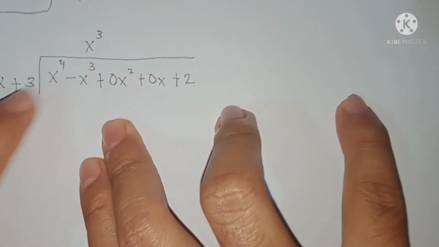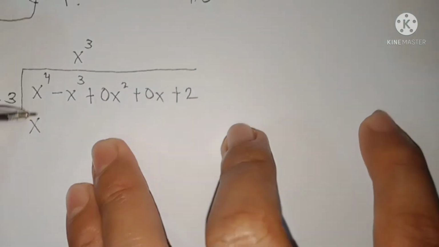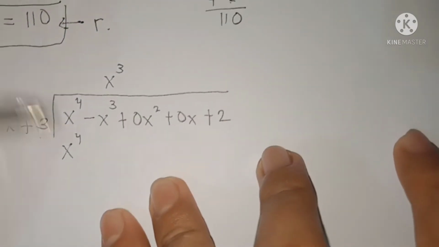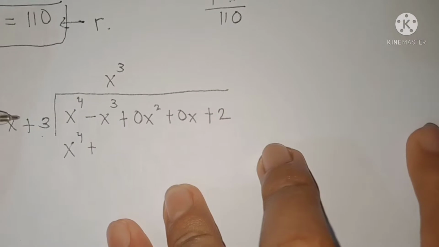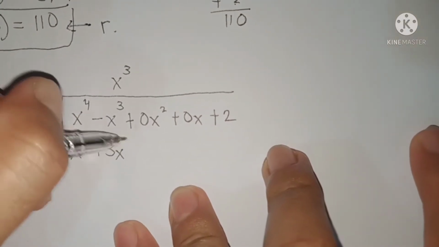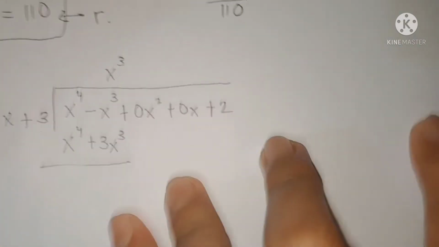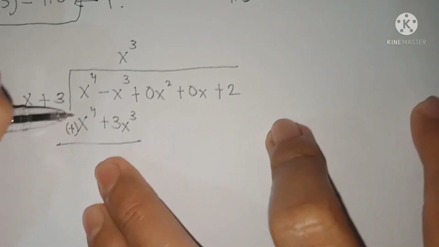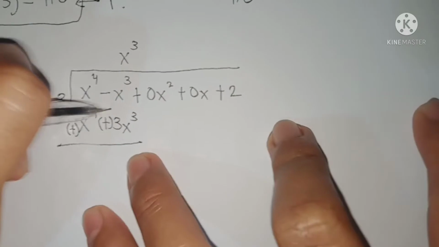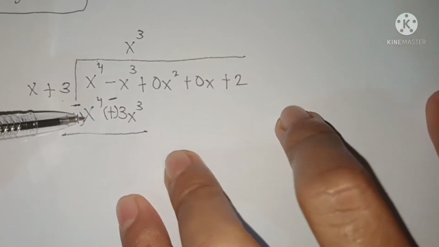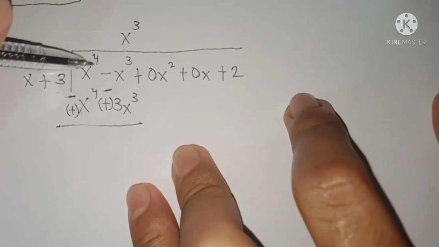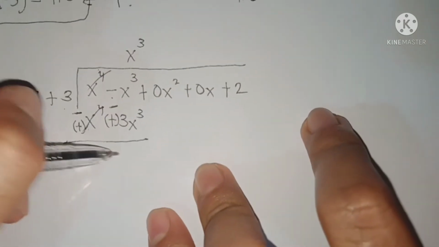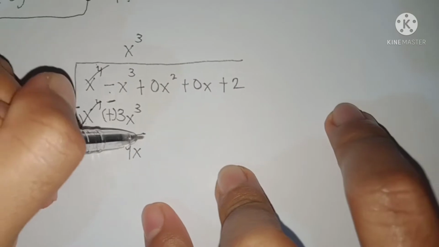And then x cubed times x is x raised to the 4th power. X cubed times positive 3, that is positive 3x cubed. And then change the sign of the term. So from being positive, magiging siyang negative. From positive, magiging negative. So x raised to the 4th power plus negative x raised to the 4th power is 0. And then negative x cubed plus negative 3x cubed, that is negative 4x cubed.